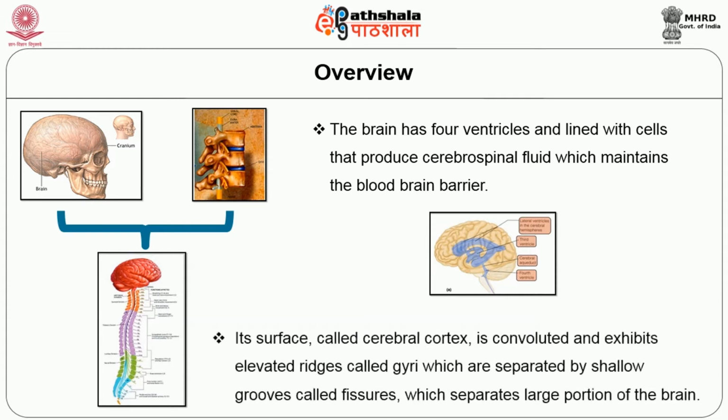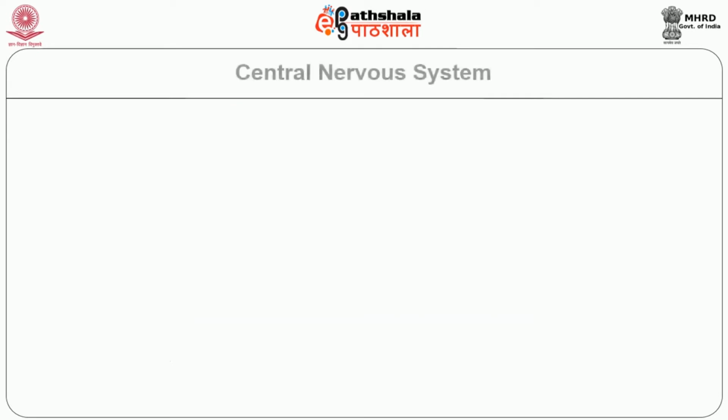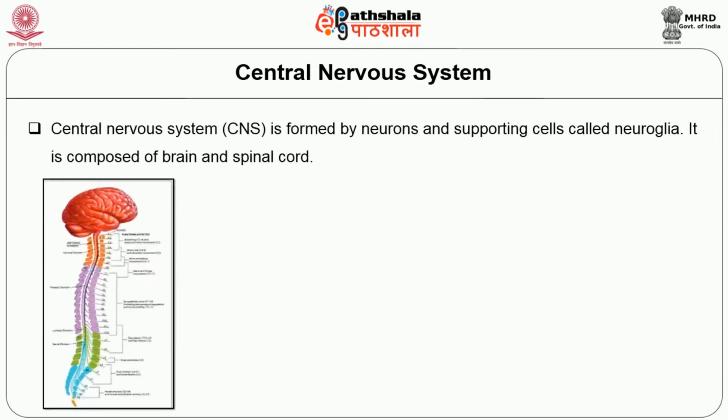Its surface, called cerebral cortex, is convoluted and exhibits elevated ridges called gyri, which are separated by shallow grooves called fissures. This separates the large portion of brain. Coming to central nervous system, it is formed by neurons and supporting cells called neuroglia. It is composed of brain and spinal cord.